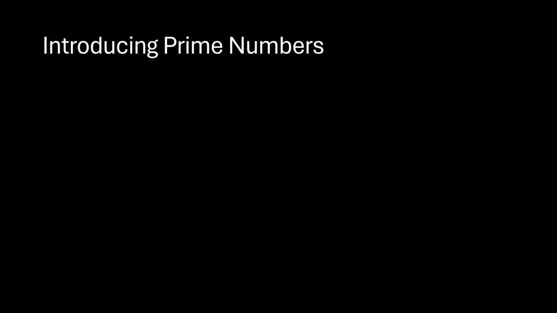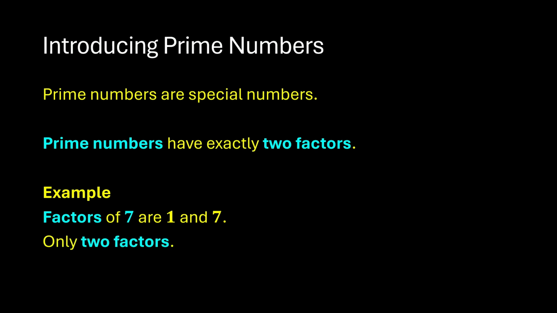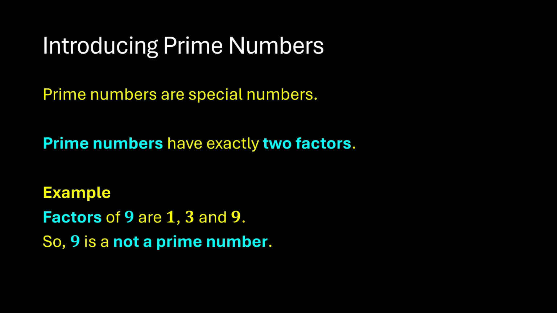Prime numbers are special numbers. They have exactly 2 factors. So, for example, factors of 7 are 1 and 7. 7 can only be divided by 1 and itself. That makes 7 a prime number. Now let's consider factors of 9. Factors of 9 are 1, 3, and 9. So 9 is not a prime number because it has more than 2 factors.